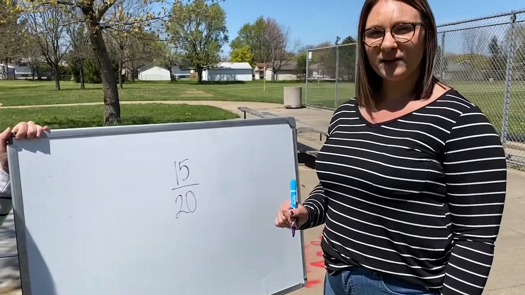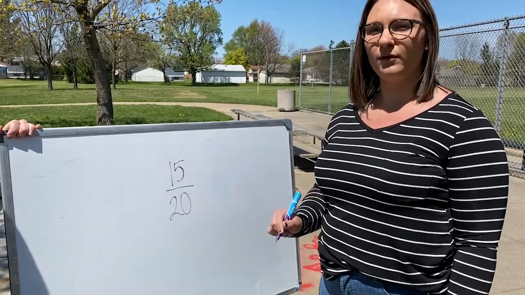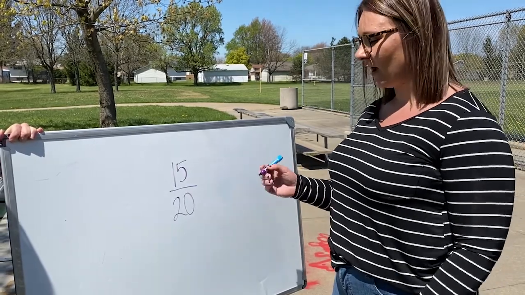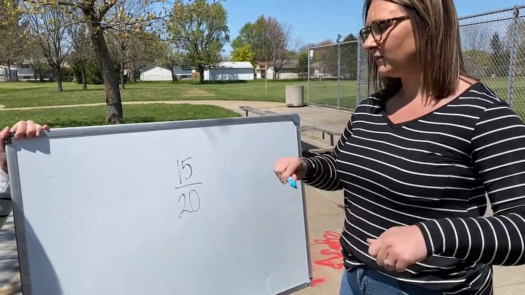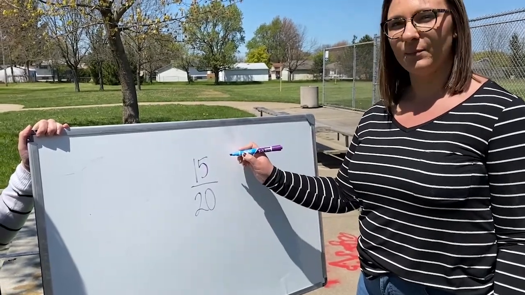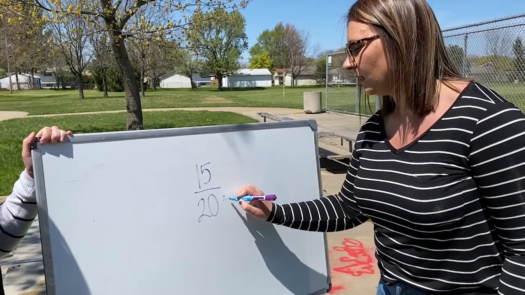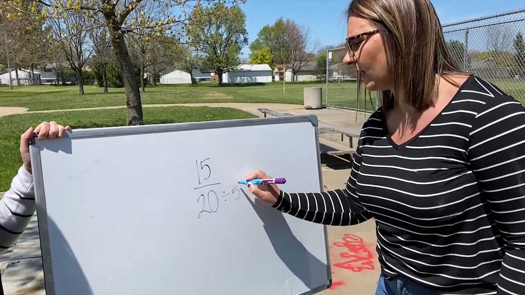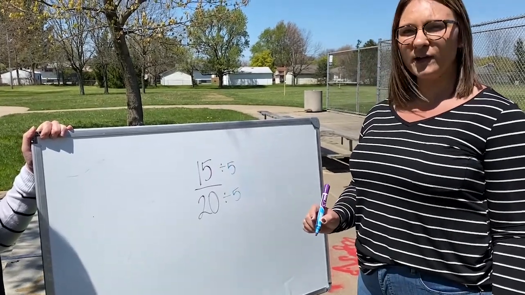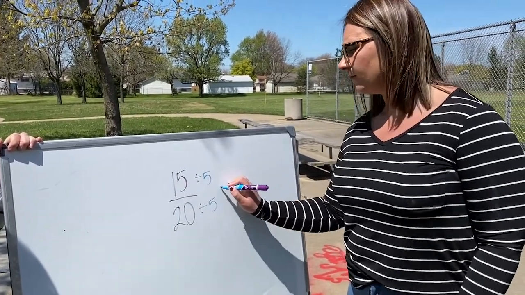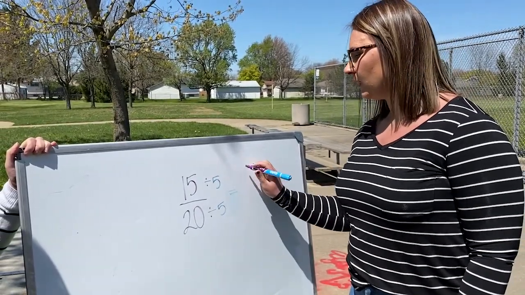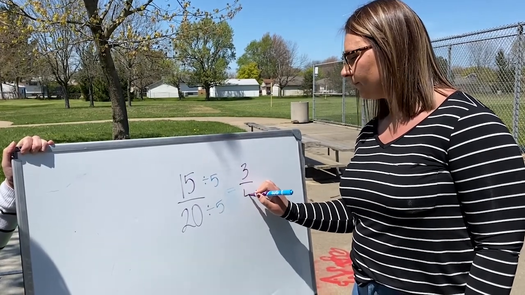So let's think of a factor 15 and 20 both have. So if I think in my head, one factor that both of them have is 5. So I'm going to divide both 15 and 20 by 5 because whatever you do to the bottom, you have to do to the top. So 20 divided by 5 and 15 divided by 5. Now let's see what equivalent fraction I get when I do that. So 15 over 20 is going to be equivalent or equal to 3 over 4.